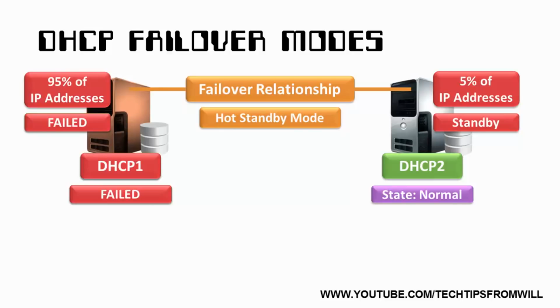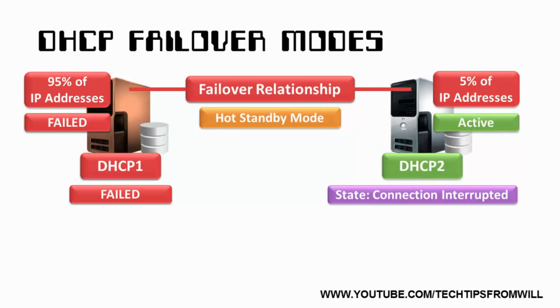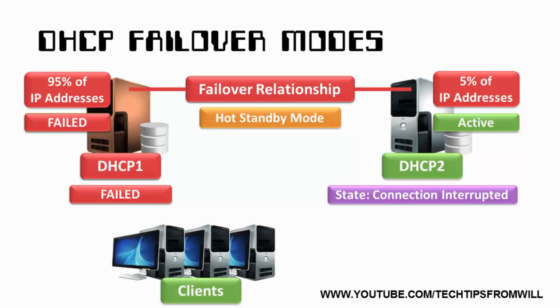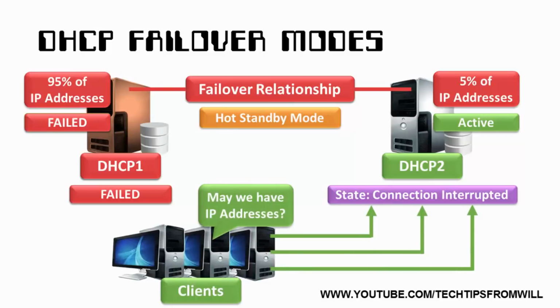When the standby server next attempts to contact the active server, it will not get a reply. When this happens, the standby server will drop the connection and will enter the connection interrupted state. After entering the connection interrupted state, the standby server will become the active server. Since DHCP server 2 is now the active server, it will start to handle all lease requests from clients. It will also, at regular intervals, attempt to re-establish its connection with DHCP server 1.